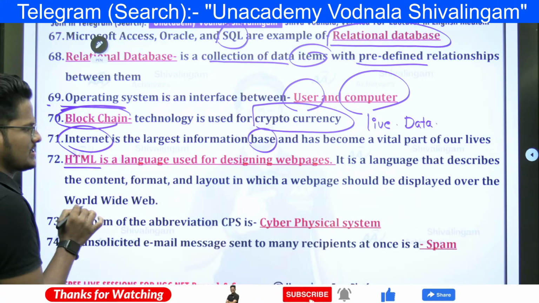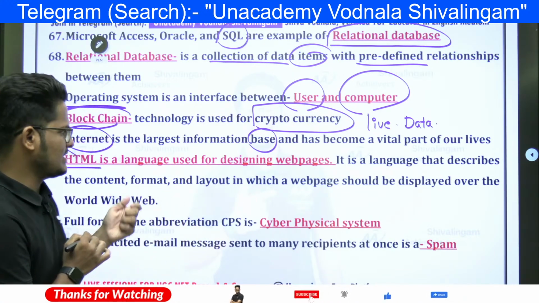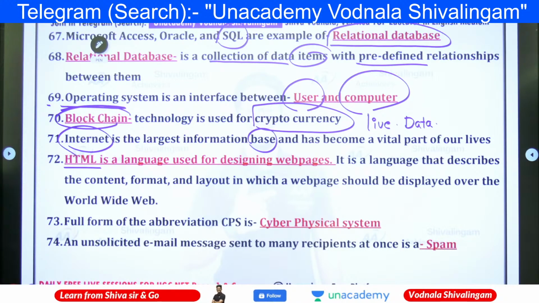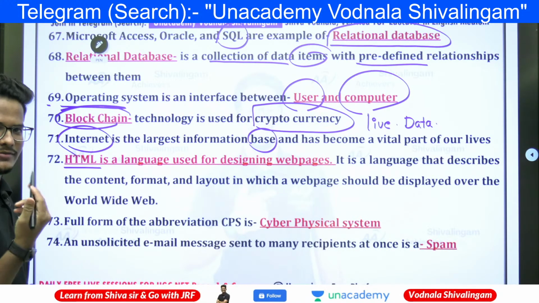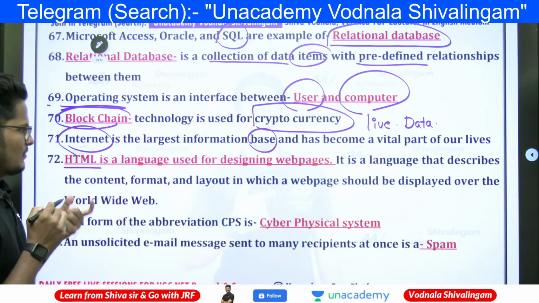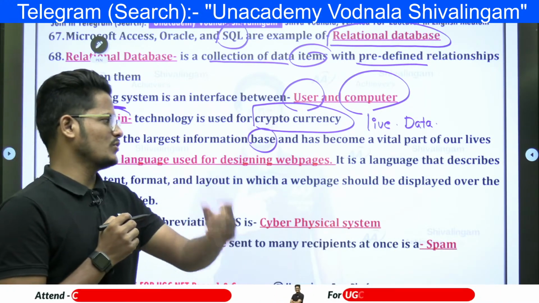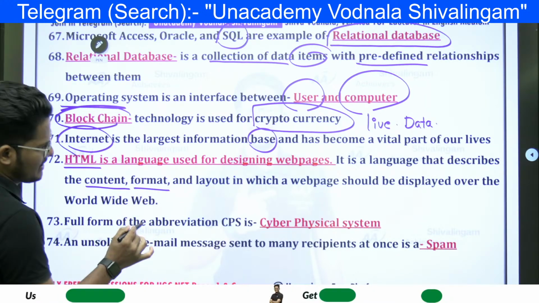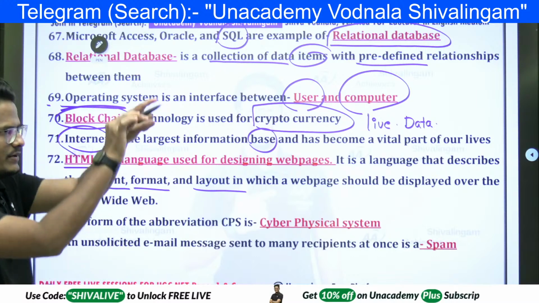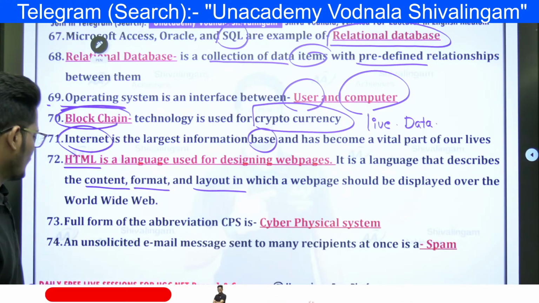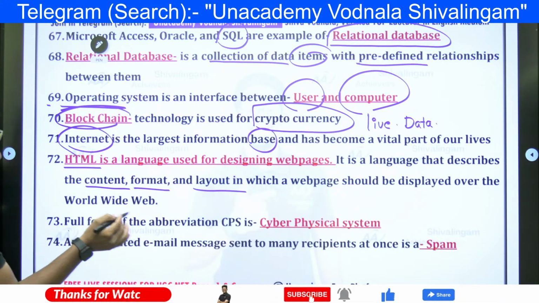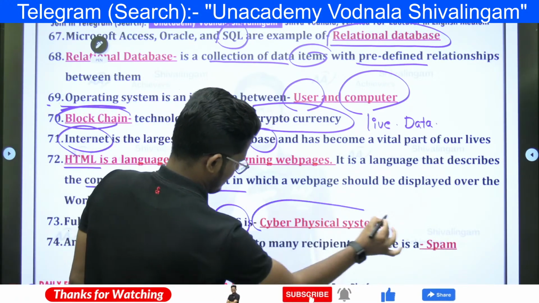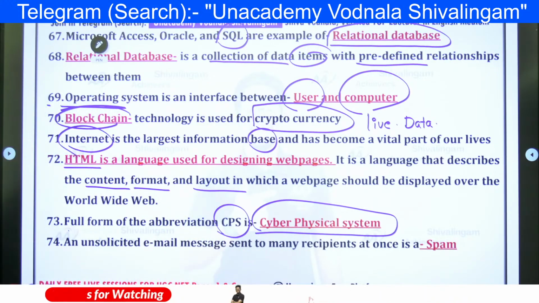HTML is a language used for designing web pages. That is hypertext markup language. Sometimes you will forget. Hypertext markup language is a language used to create web pages that describes the content, the format, and the layout in which a web page has to appear on the WWW. Full form of the abbreviation CPS: CPS is cyber physical system.